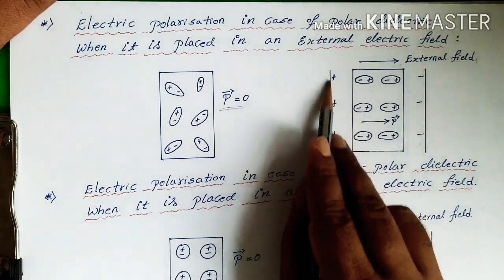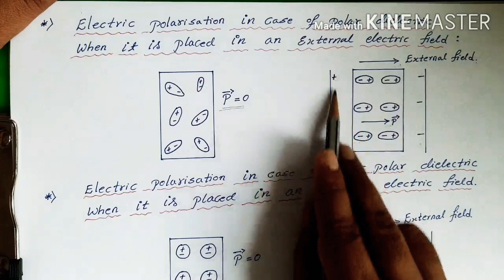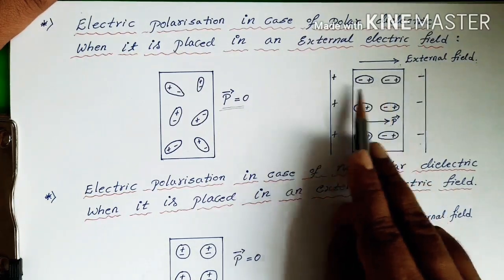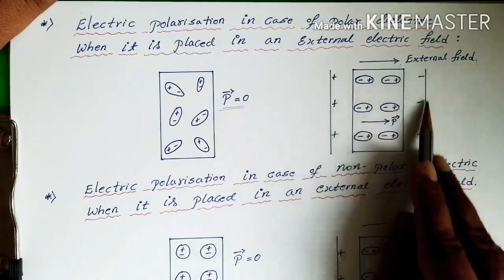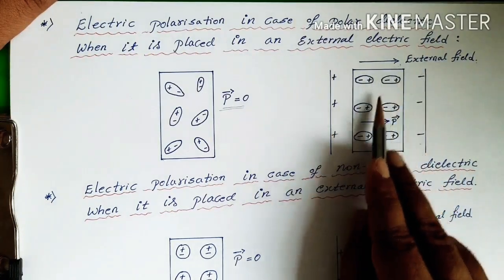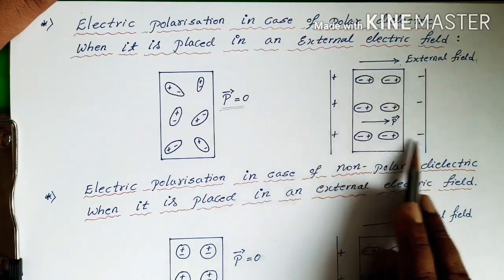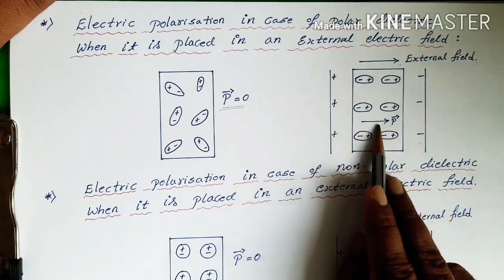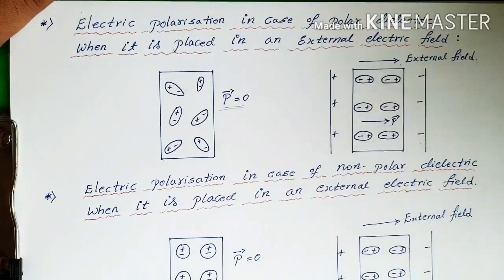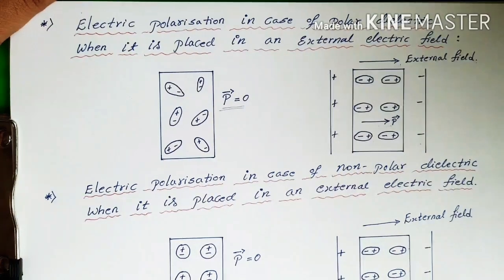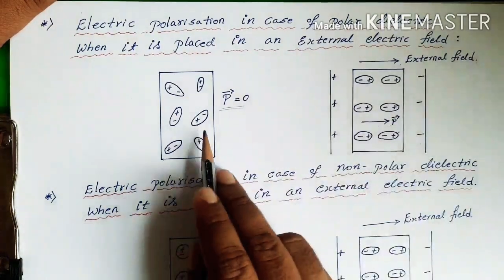So for the positive charge plate, the negative charges get attracted. You can see the negative charges towards the left side. And for the negative charge plate, all the positive charges of the molecules get attracted, so they get separated at the right side. It gets aligned like this. This phenomenon we call electric polarization. So the net dipole moment is developed in a polar dielectric when placed in an external field. Here is a dipole moment, but here there is no dipole moment.